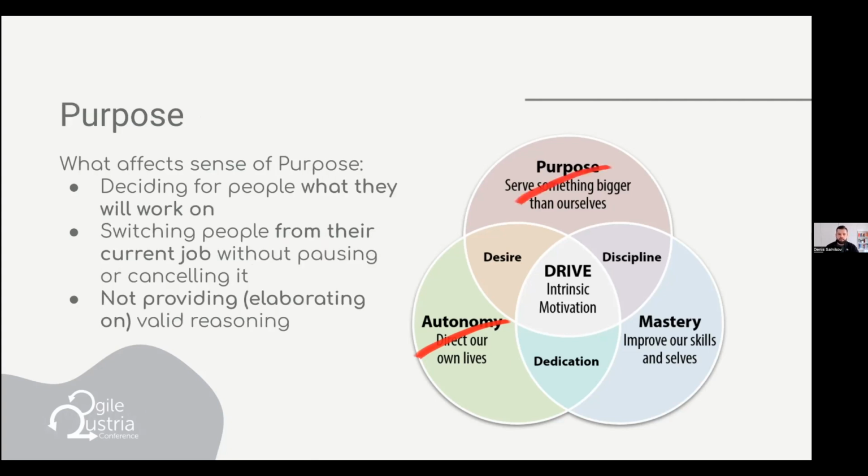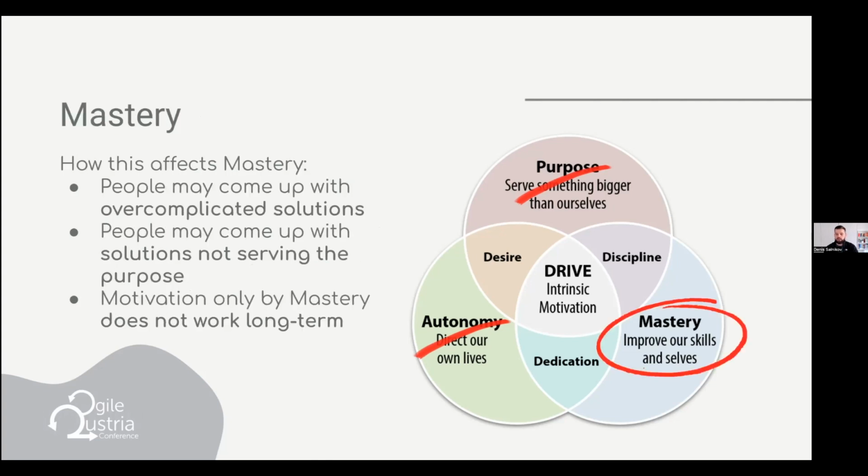Another thing is purpose. When people are left without the choice of what to work on, or when they're asked to switch from the job they are currently performing, if they've been enjoying that work, that also undermines their sense of purpose a lot. And what it leaves us with is only mastery.